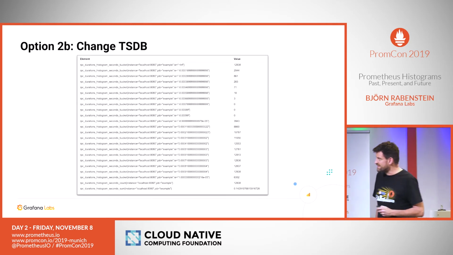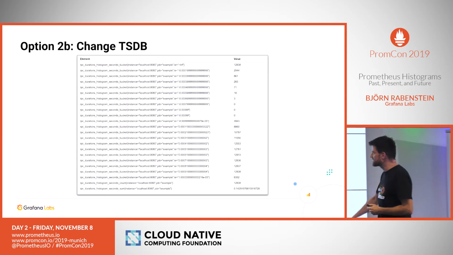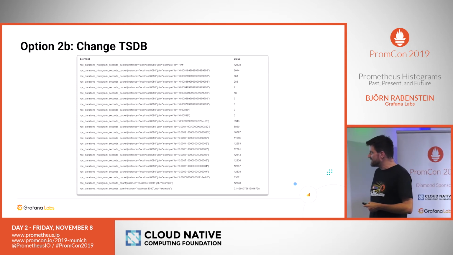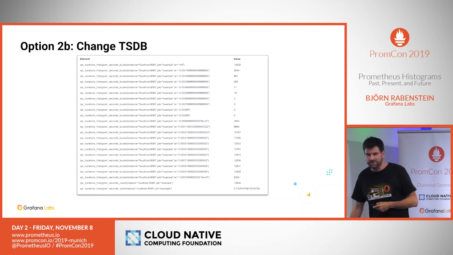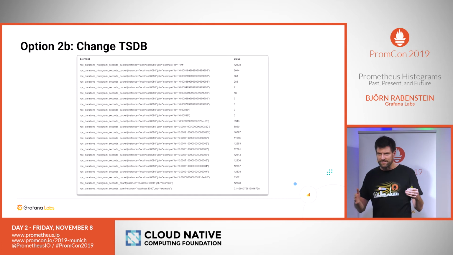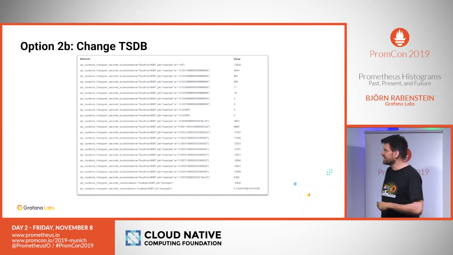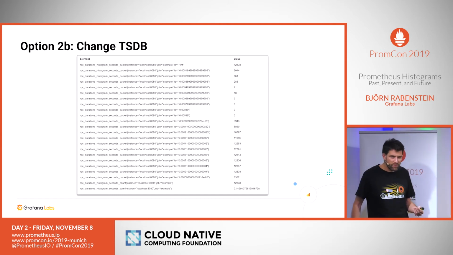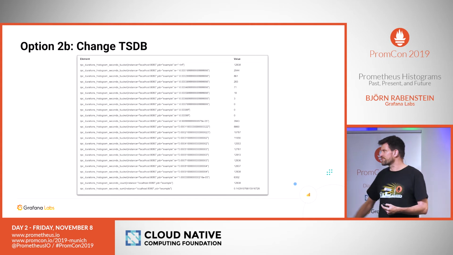Okay, let's quickly look at the TSDB. This is how you can query a histogram in the TSDB. Interestingly, this looks really similar to the text format, and that's not by coincidence. That's because the text format was informed by the way that Prometheus saves time series in its TSDB. And the problem is that the TSDB has zero notion of histograms.